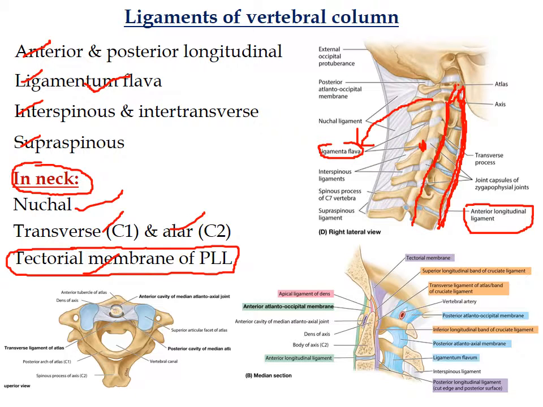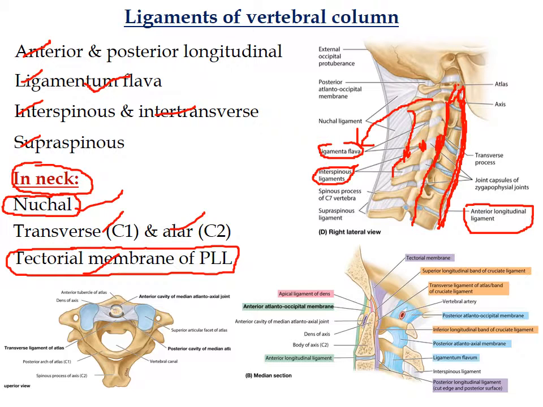Now the interspinous ligament. The name itself says it is between the two spinous processes. You can see here the interspinous ligament between the two spinous processes. Intertransverse ligament is also between the two transverse processes, on the lateral aspect. Supraspinous ligament runs along the tips of the spinous processes. You can see here, the tips of the spinous processes, that is the supraspinous. Above, in the neck region, that supraspinous ligament is called ligamentum nuchae, the nuchal ligament.